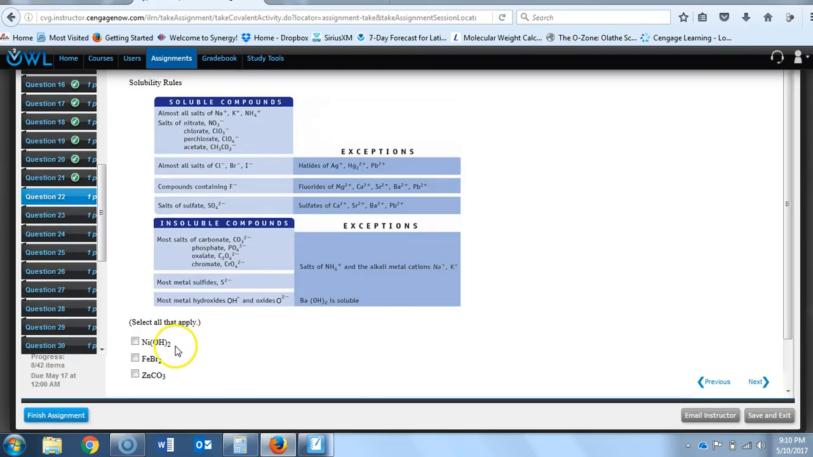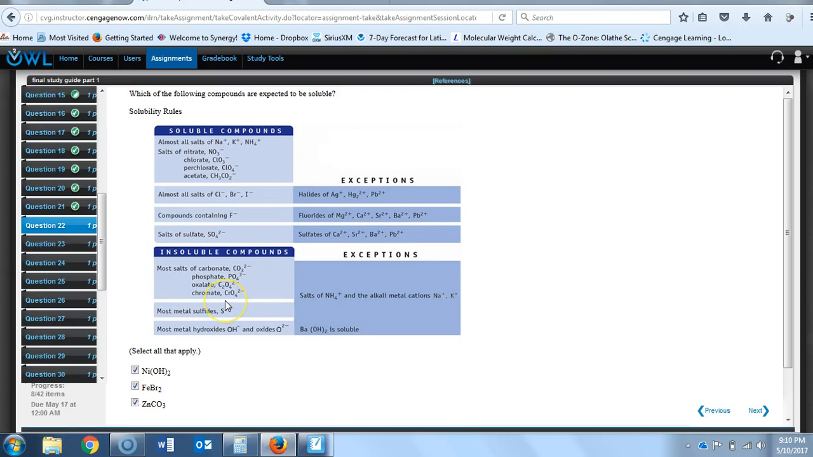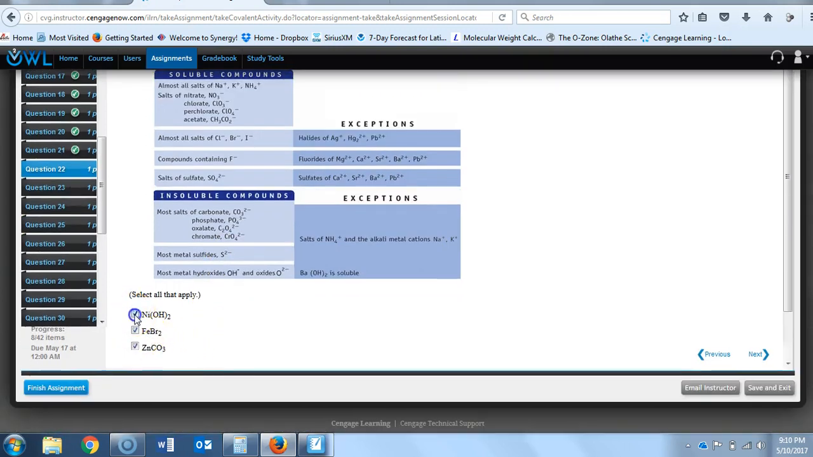Solubility rules. Hydroxides are almost always insoluble with the exception of the alkali metals and the big 3 hydroxides. So this one is going to be insoluble. Bromides are usually going to be soluble. Halides are. Carbonates are usually insoluble. So which are going to be soluble? Only the bromide. I shouldn't have clicked them all.